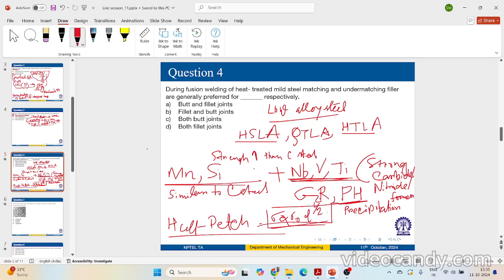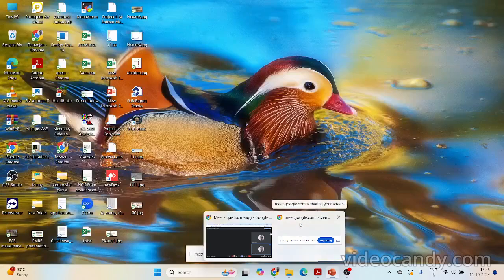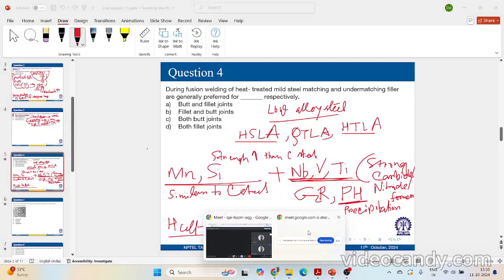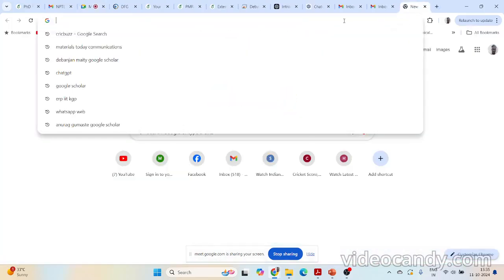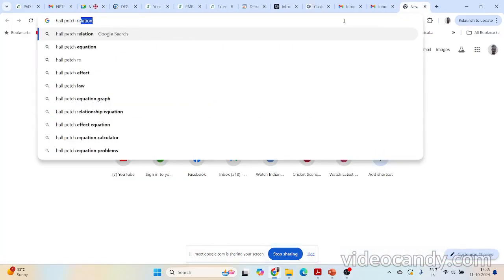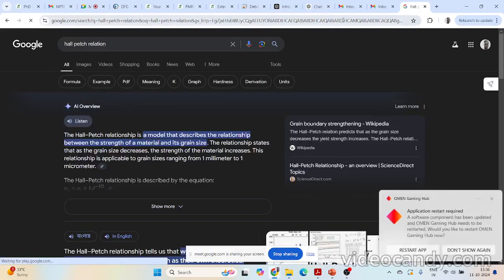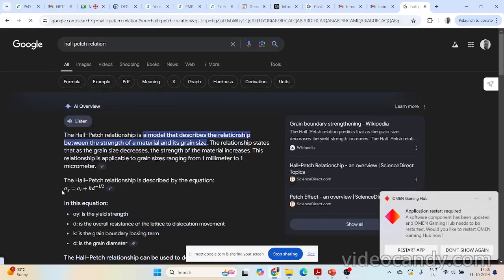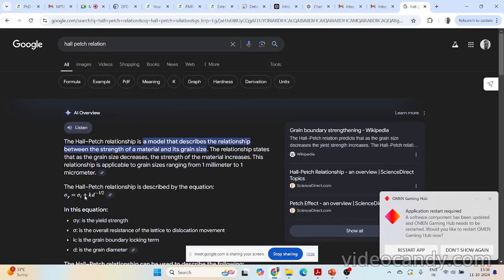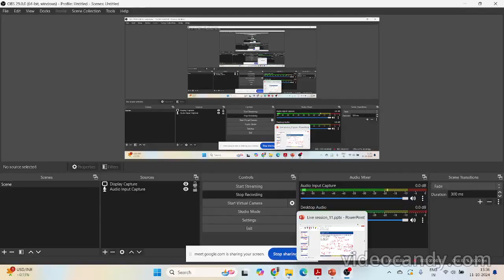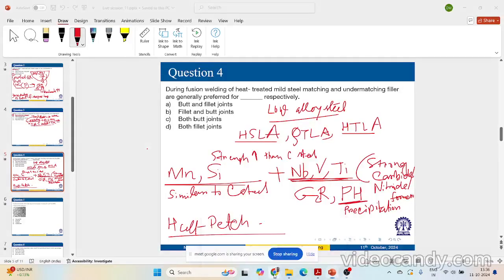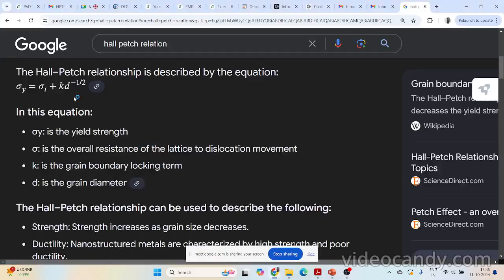No, sorry. Let me check once. What I will do, I will fetch the relation. Can you see the screen? Yes, sir. Yeah. So see, Hall-Petch relation is this: sigma y equal to sigma. Yeah. So this is inversely proportional to d to the power half.